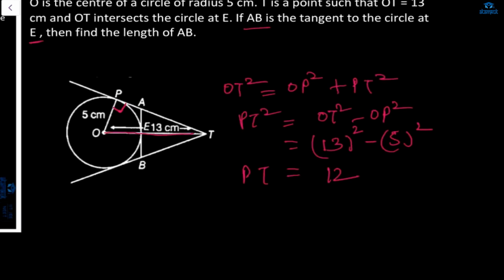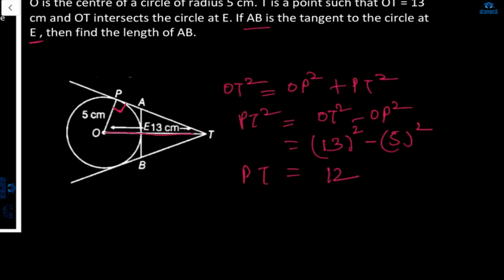Now, why do we need the value of PT? I am finding out the value of AT, and AT is equal to PA. You are only given the values of OT and OP. So from there only you have to get the value of AB. So AB means AE and EB.